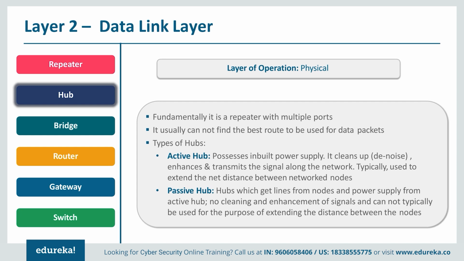Different types of hubs are active hubs and passive hubs. The active hub is typically used to clean up network disturbance or network noise and also to enhance the signal strength across the network. The passive hub is simply a pass-on device. It just transmits the signal, whatever it gets. It will not make any modification, error fixing, or denoising.